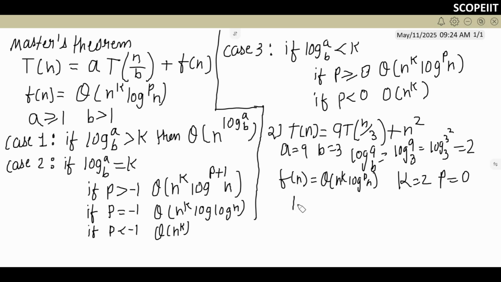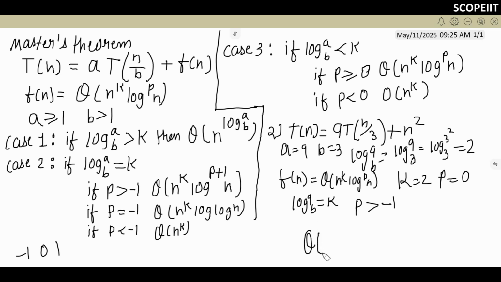Next, now we'll compare log a to the base b. So now in our case, log a to the base b is equal to k. As it is equal to k, it will go to case 2. Now as it went to case 2, we need to check the value of p. So what is our value of p? Our p is 0, that means our p is greater than minus 1. If any confusion, it's minus 1, 0 and then 1, so minus 1 is less than 0. So our p is greater than minus 1. So it will go to the first case. I'll write here our p is greater than minus 1, 0 is greater than minus 1.